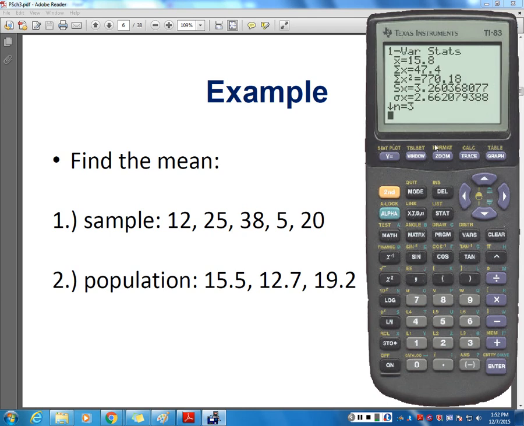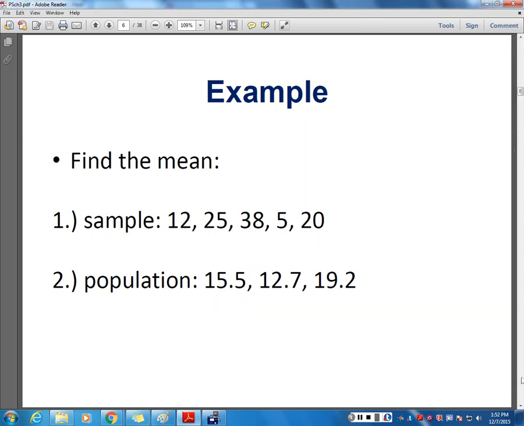Then you press Enter, and at the very top there's x bar. Now, we weren't finding x bar, we were finding mu, but the calculations are the same. You add all the numbers up and you divide by the number of numbers you have. So even though the calculator doesn't get the symbol correct, the number is correct. That's how you can find the mean of a set of numbers in the calculator.